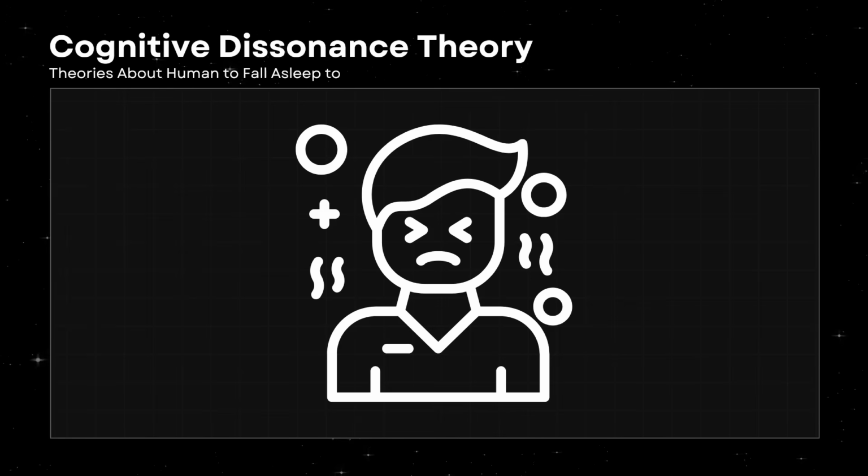That's why someone who sees themselves as honest may feel bad after lying. Their belief and their action do not match. That bad feeling, called dissonance, motivates them to fix the problem.